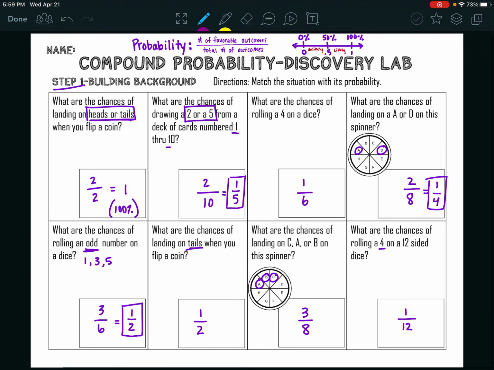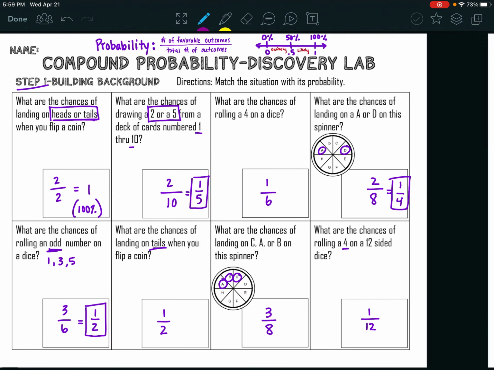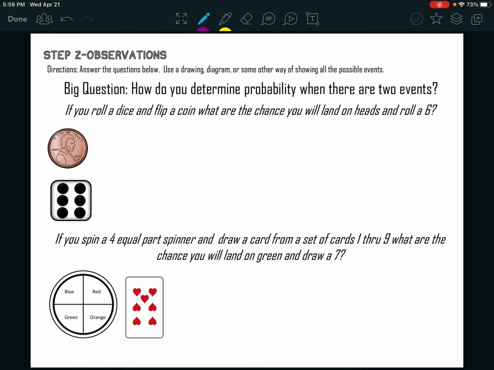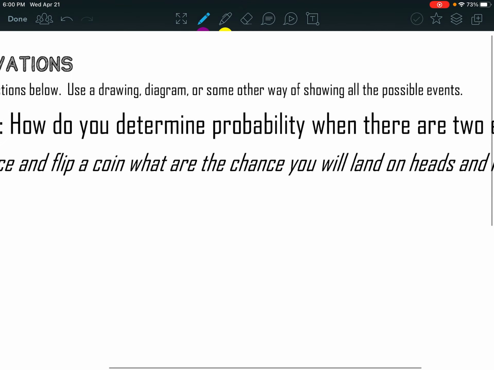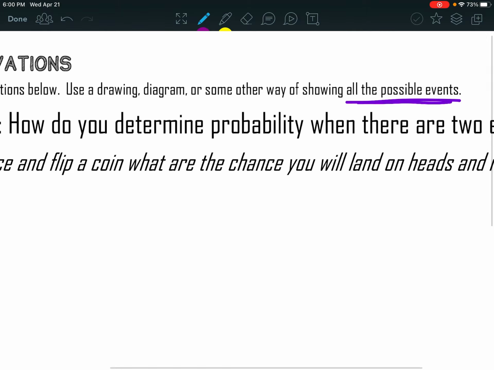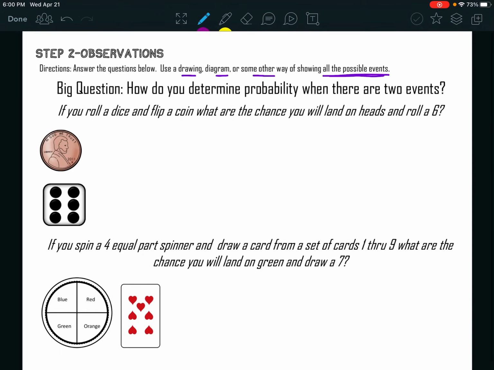So there, all of those are just singular probability using that definition at the top. So please fix those if you did not get those correct. This next part was then for you to kind of explore and try and determine a way to list out every possible outcome. So it says use a drawing, a diagram, or some other way of showing every single possible outcome. So this page was an exploratory activity.